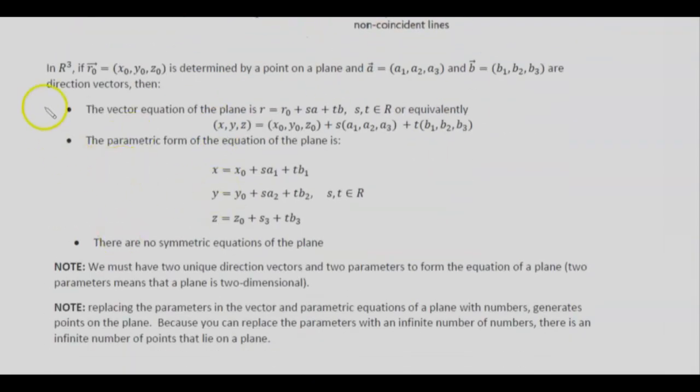So in R^3, that's 3D, if the vector r naught equals (x, y, z) is determined by a point on the plane, and vector A is (a1, a2, a3), and vector B is (b1, b2, b3), are direction vectors, then the vector equation of the plane is r equals r naught plus sA plus tB.